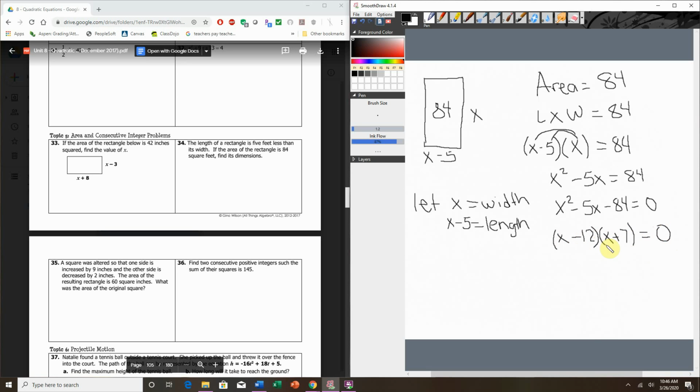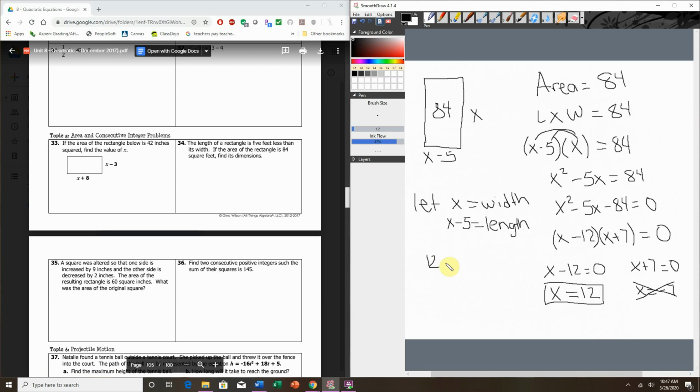Now that we have two solutions here, we can just set them both equal to 0. So we have x minus 12 and x plus 7 equals 0. And we're going to solve for each x value. So we have x equals 12 and x equals -7. Now, since we're talking about a real-world problem, we have to remember that length can't be negative, or width can't be negative, okay? So our answer can't be -7 because there's no such thing as a negative width, okay? So our only answer in this case has to be x equals 12.